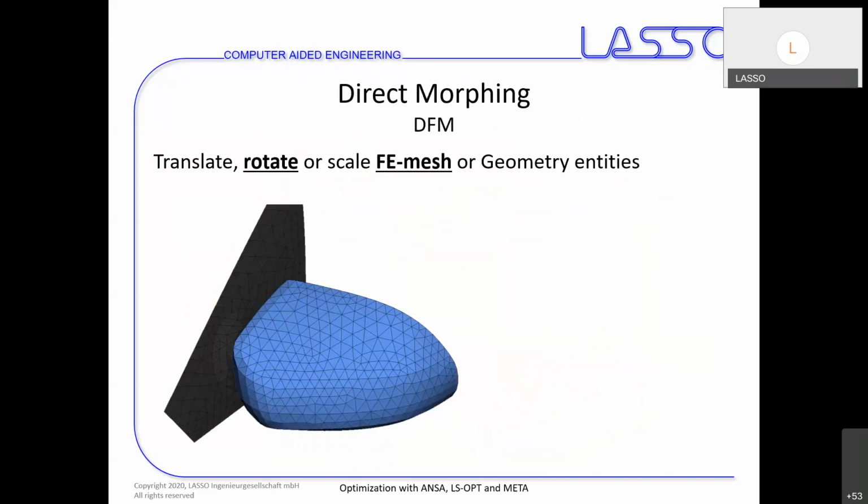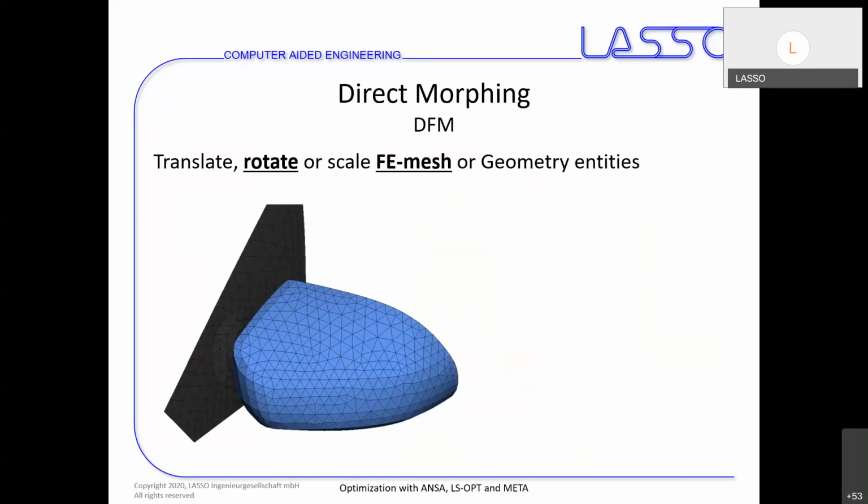Okay, let's finish the box morphing at this point and have a look at the other big topic concerning morphing, the so-called direct morphing. Direct morphing has been enhanced and spread a lot in the last years in ANSA. The main advantage of direct morphing is that you do not have to create boxes at all, but you directly touch the model, the elements, or the geometry. Meanwhile, you can also use parameters for almost every direct morphing action in order to use them in an optimization.